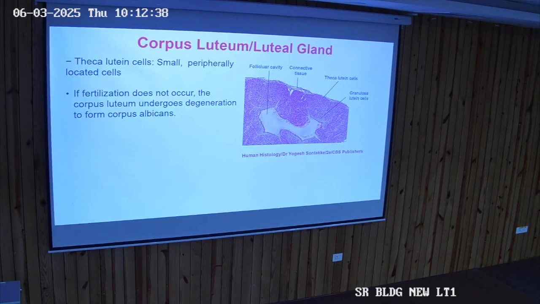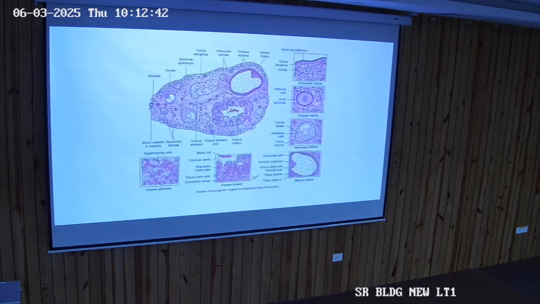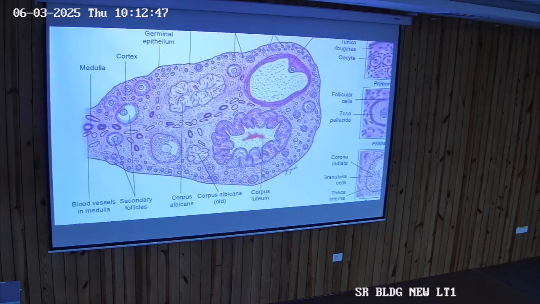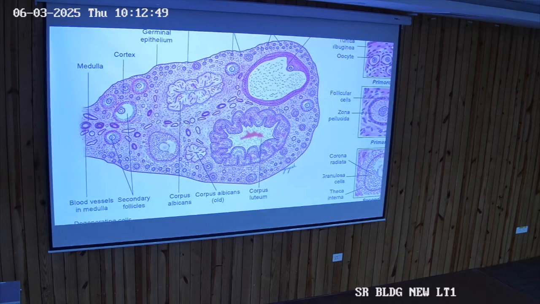So this is the histology of the ovary. I will repeat this once again. If you see this single picture of the ovary, the outermost layer is the germinal epithelium, which is cuboidal epithelium. Next is the connective tissue underneath the germinal epithelium. It is the tunica albuginea.